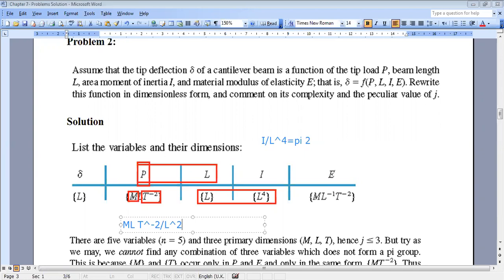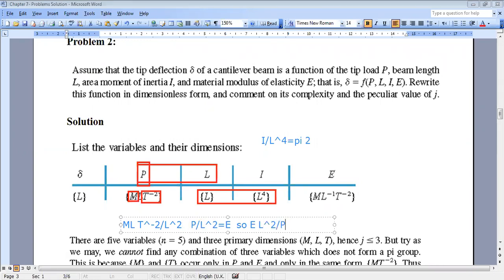Here the group is very simple, so I can get it directly without doing ABC. When the group is very clear, there is no need to put A, B, and C; I can directly determine the group. To get ML minus 1T minus 2, I can say that P over L square will have the same dimension as E. And what will my group be? If I take P to the other side and L square to the other side, my group will be E times L square over P.